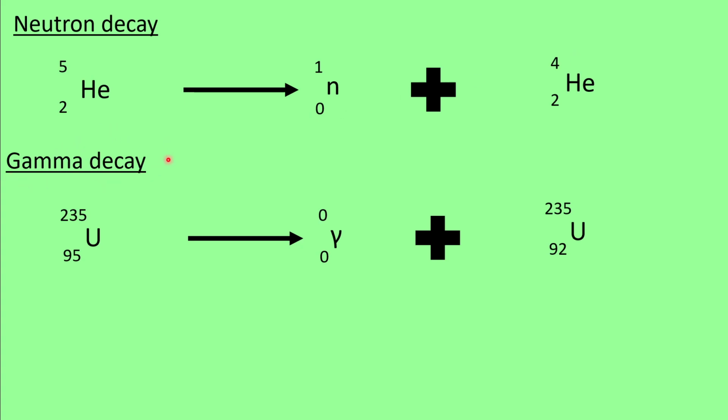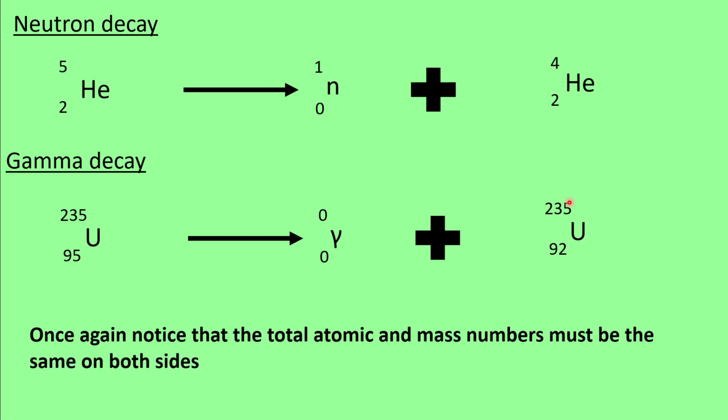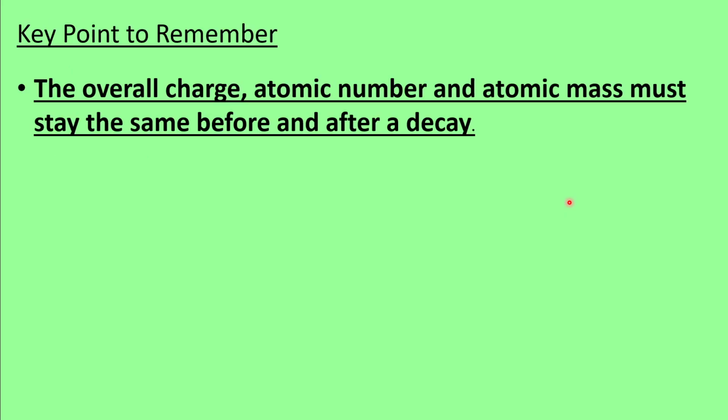The last one, gamma decay, is probably the easiest. Gamma has no charge and no mass, so both of its numbers here are 0. So gamma decay doesn't actually change the atom at all. It still has the same mass number and the same atomic number. Once again, notice that the total atomic number and mass number must be the same on both sides. The overall charge, atomic number, atomic mass must stay the same before and after the decay. Those numbers stay the same.